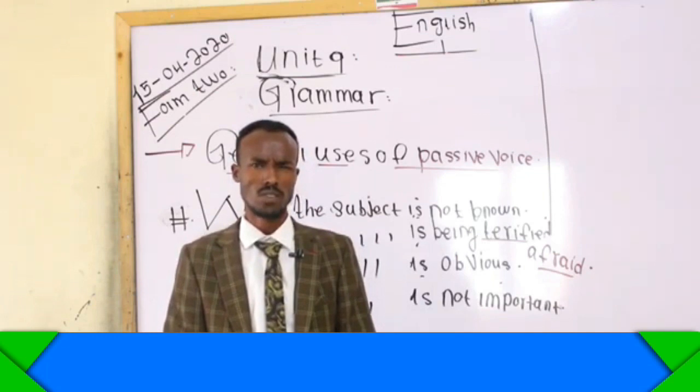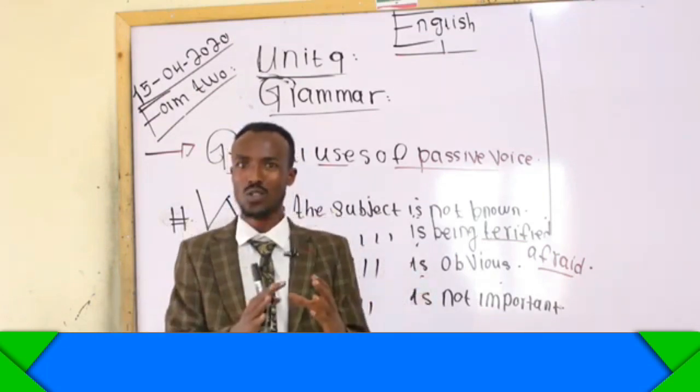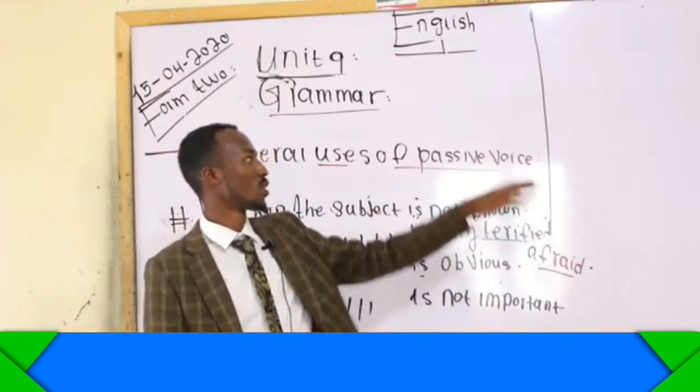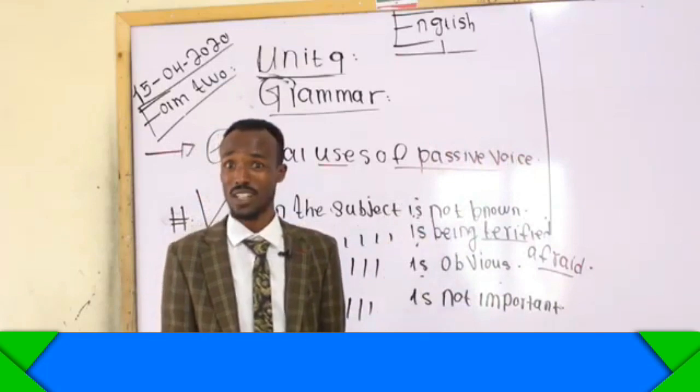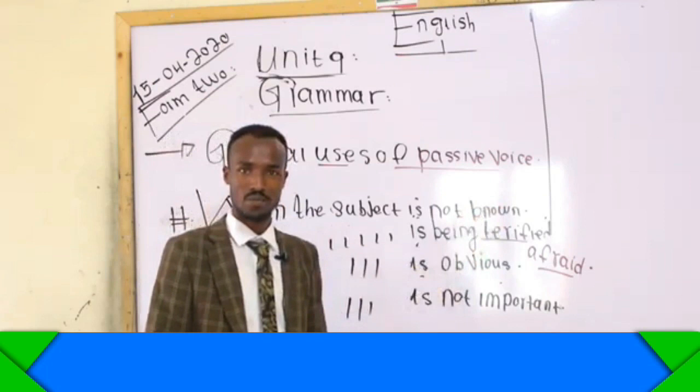Then you are afraid because you are weak, you don't have power. Simply you have to use the passive voice. Then you have to say something was written on the board. For example, that's the example we can use. So the second one, when the subject is being terrified.